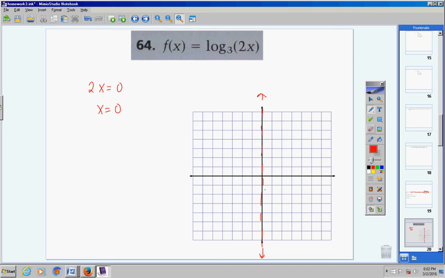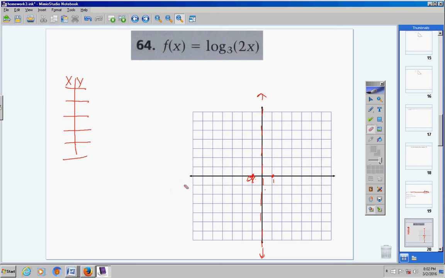Now step two is to decide whether the graph's going to be over here or over here. The only way to really do that is to go to the left of your asymptote, go to the right of your asymptote, and try both those numbers and see which one works. If I put a negative 1 in for x, what's 2 times negative 1? Negative 2. So my argument is a negative 2. You cannot take the logarithm of a negative number, so obviously the graph is not going to be over here to the left. It's going to be over here to the right.